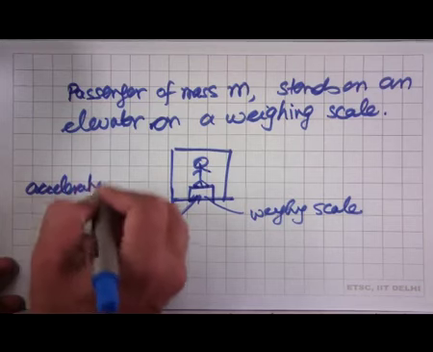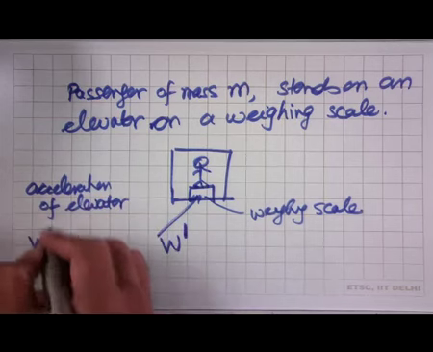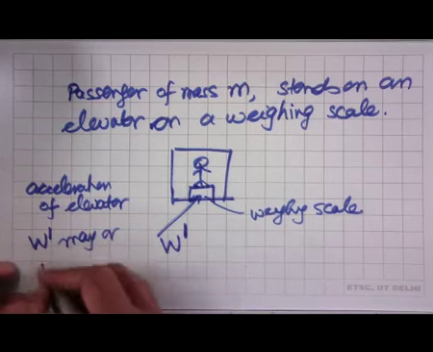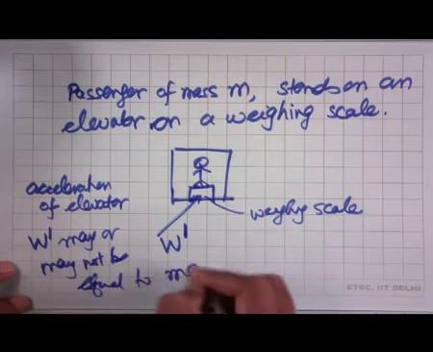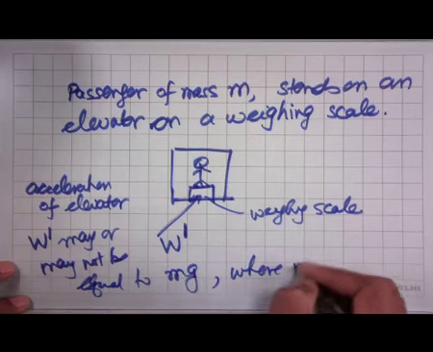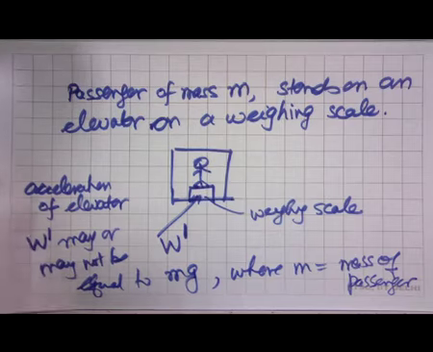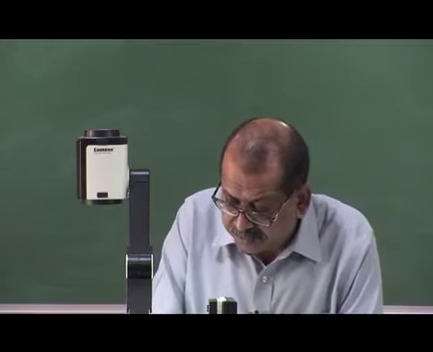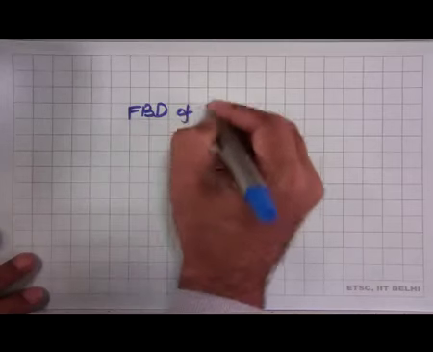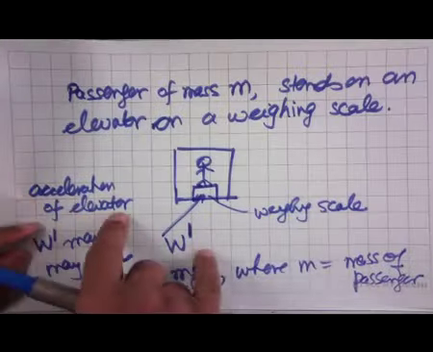the acceleration of the elevator, W prime may or may not be equal to mg, where m is equal to mass of the passenger. So, here let us draw a free body diagram of the person. So, we will analyze these cases for different values of acceleration of the elevator.